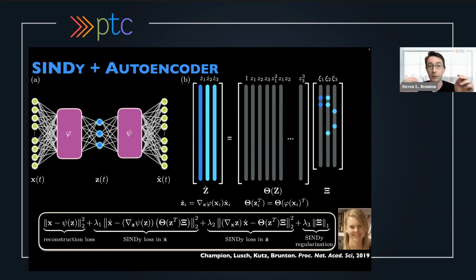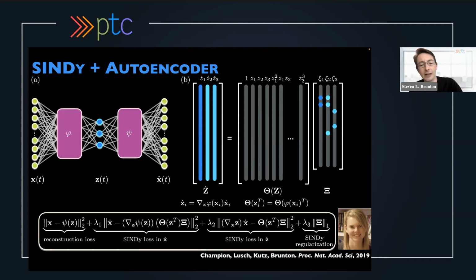This is some of the coolest work that came out of the lab in the last 10 years, where she coupled a deep neural network to learn that coordinate transformation with a sparse interpretable SINDy model in that latent space Z. So kind of building on the power of neural networks to find coordinates, and on the simplicity of SINDy models to explain how those coordinates evolve in time.